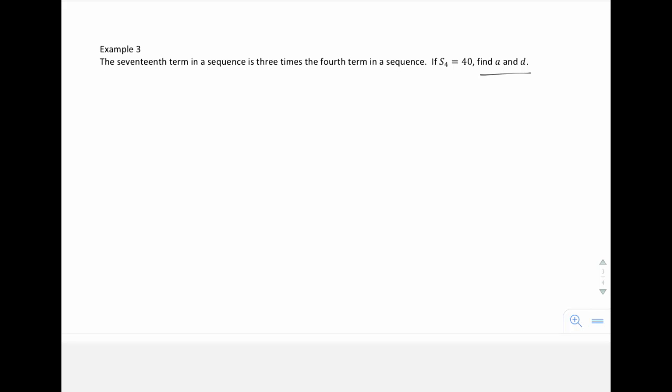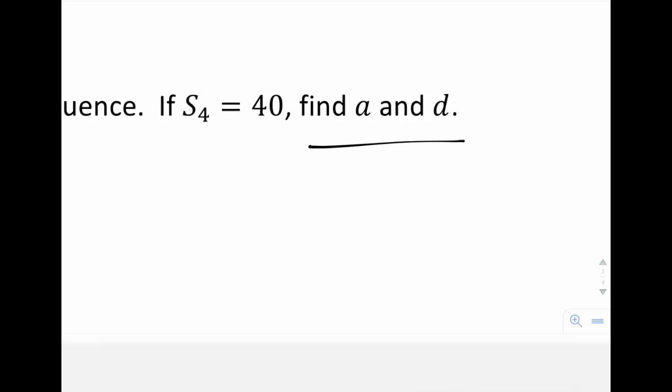Now, it doesn't give us any information about the sequence, whether it's geometric or arithmetic, but we have to assume, because we're looking for a D value, that this is going to be an arithmetic sequence. If we don't know what kind of sequence it is, we actually cannot solve this problem as is.